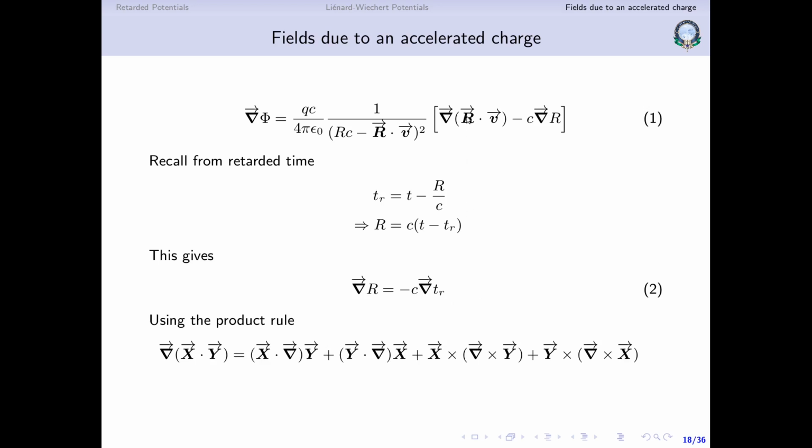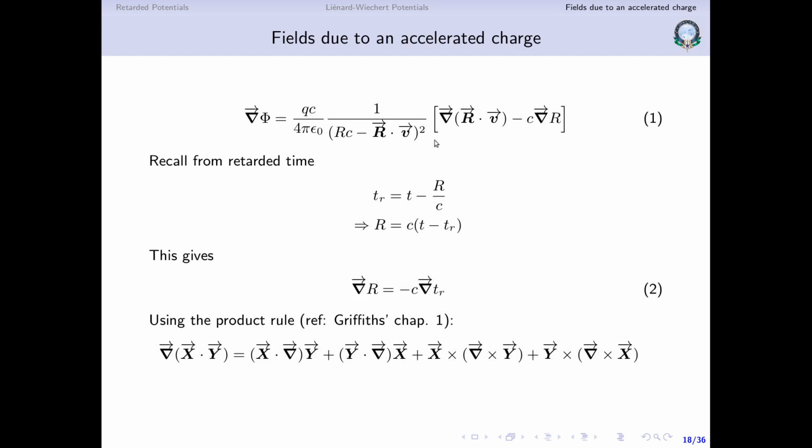So now to evaluate the first term, that is gradient of r dot v, we use a product rule. This product rule is there in Griffiths chapter 1; you could just have a look at it once. It basically says that the gradient of the dot product of any two vector fields will give us 4 different terms. The first and second terms will be dot product terms, and the third and fourth terms will be cross product terms. So this is how this term is going to pan out.